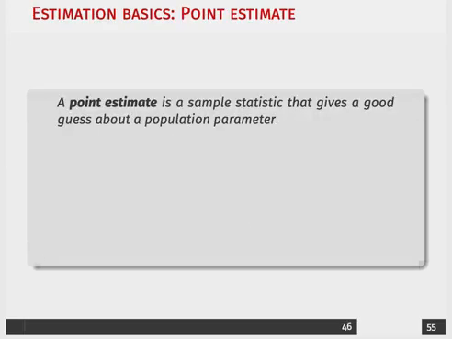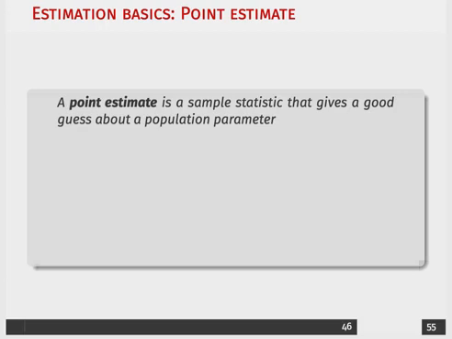A key element of our ability to do this is our creation of point estimates. Now, this is going to be a very wide classification in the sense that all a point estimate is, is some sample statistic that gives you a good guess about a population parameter. And every week, we're going to have to justify and talk about why we're using this as our best guess.